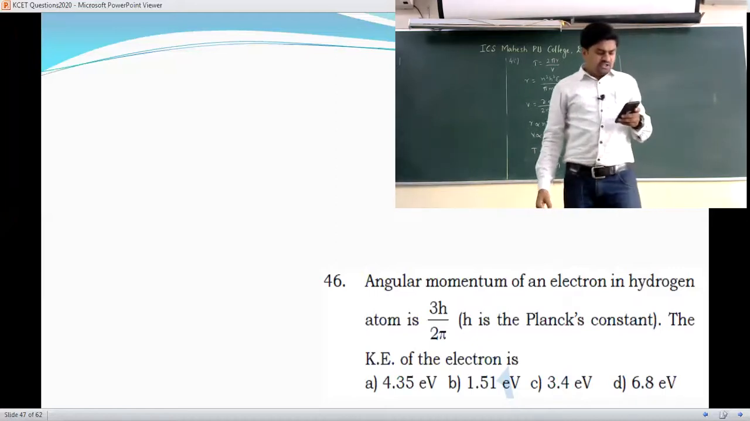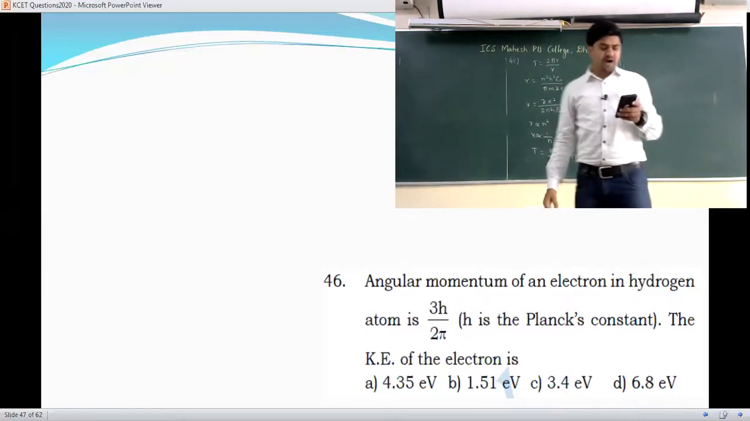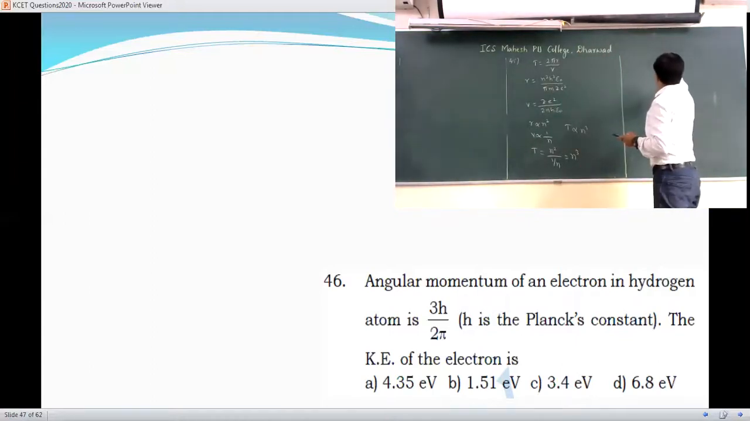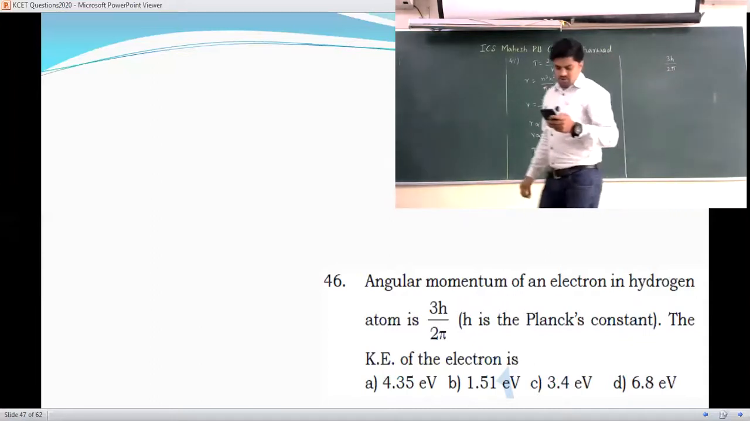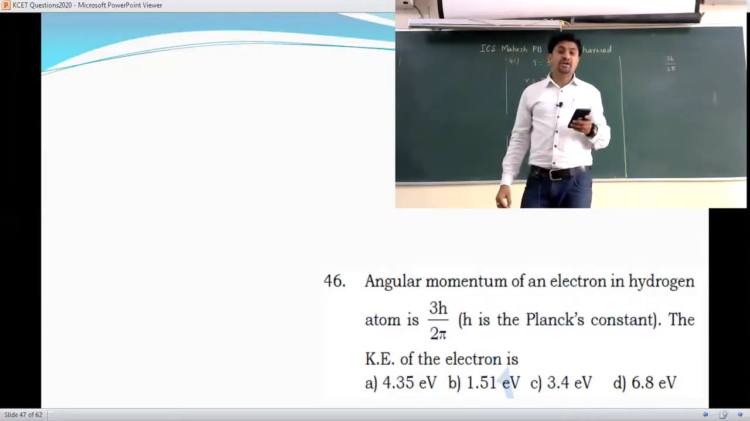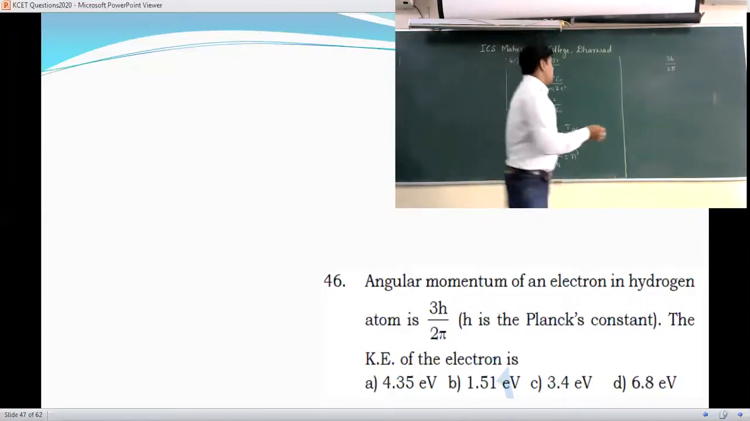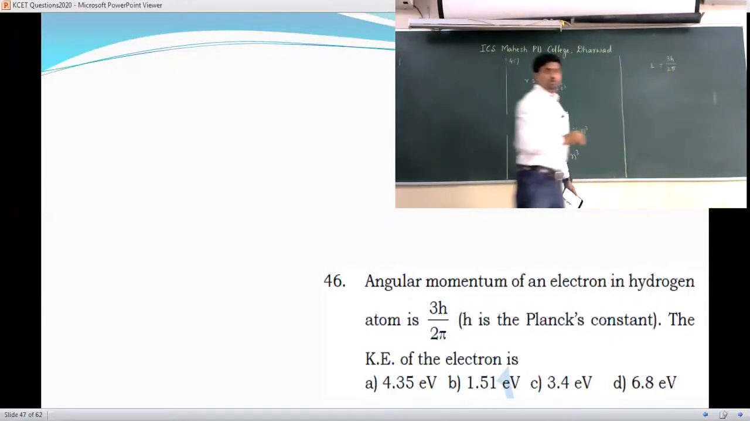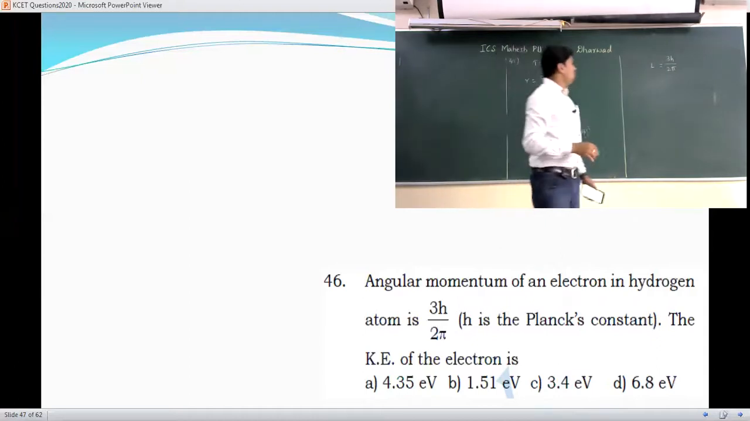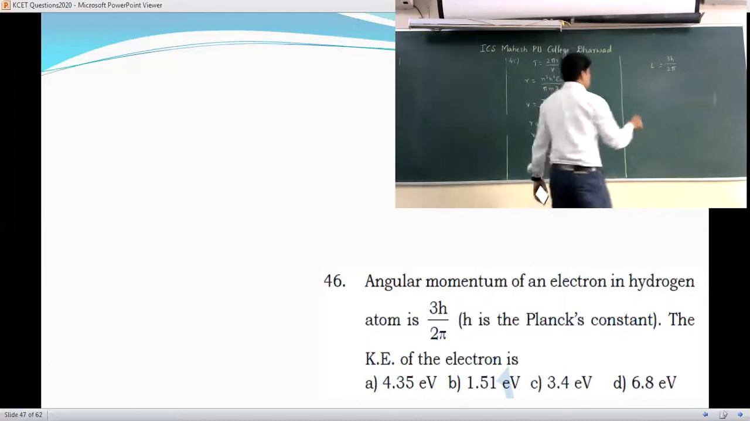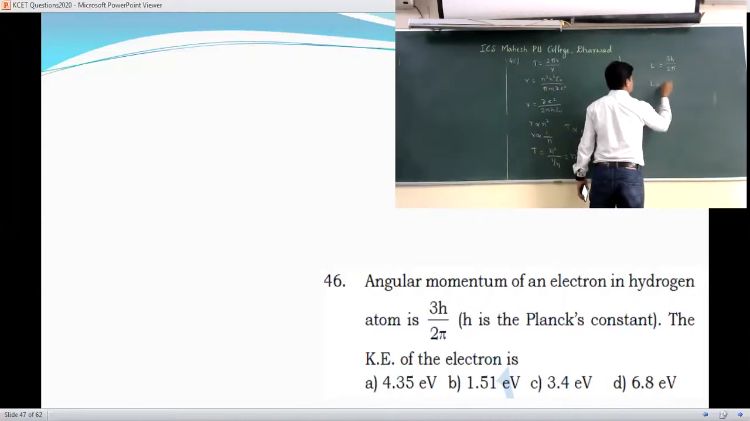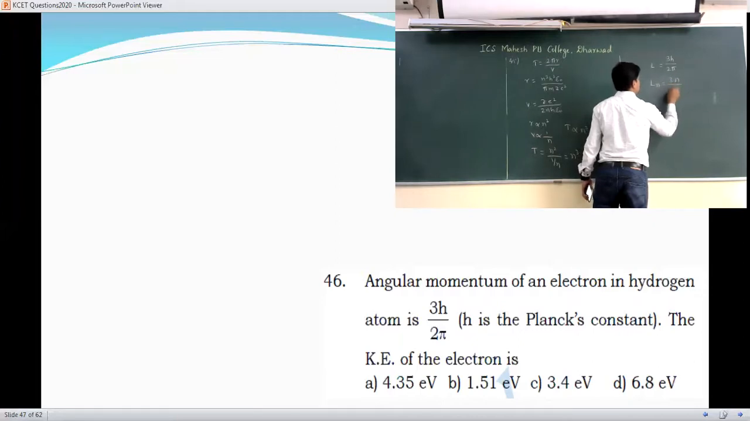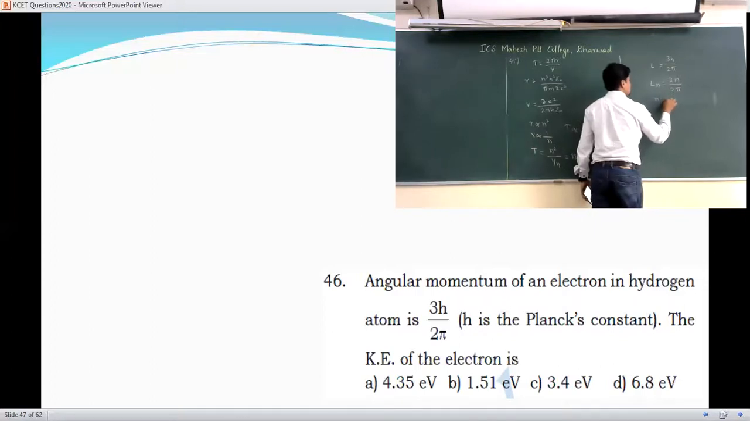Angular momentum of an electron in hydrogen atom is 3h by 2 pi. Okay. The kinetic energy of the electron is... They have given angular momentum. Angular momentum notation is L. So they have given L is equal to 3h by 2 pi. Now here I want the value of n. What is the angular momentum for the nth orbit? That is nh by 2 pi. So here you are getting the value of n. So n is equal to 3.